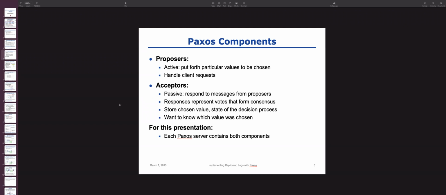Any questions until here? And here each Paxos server acts as both the components. It has to contain both the components for the basic Paxos.